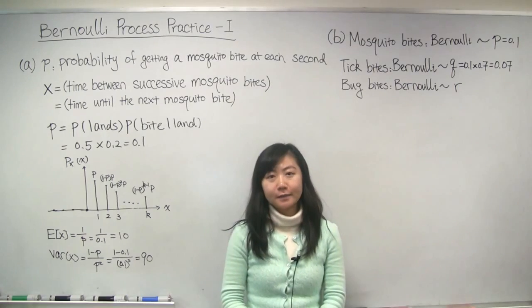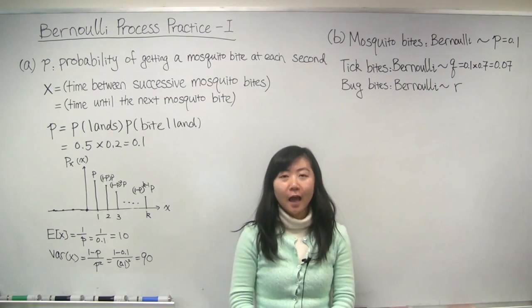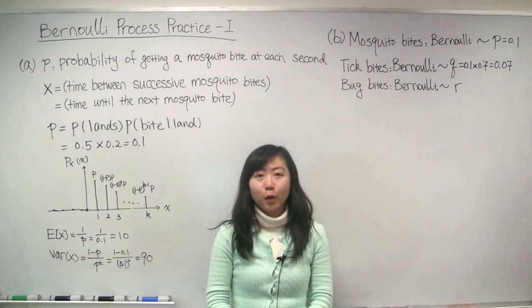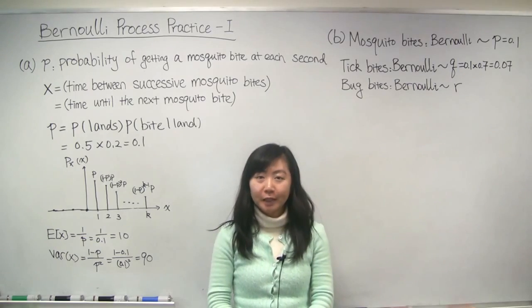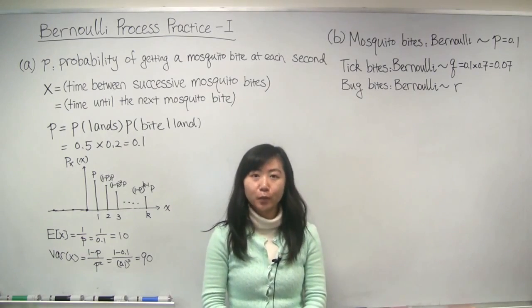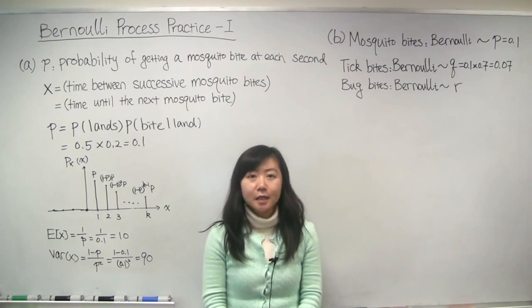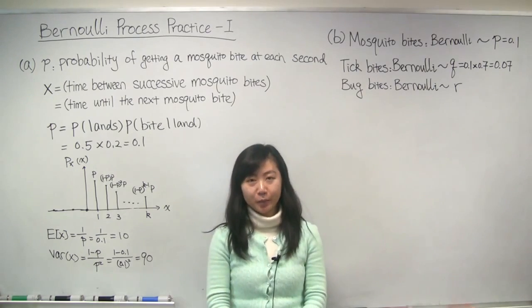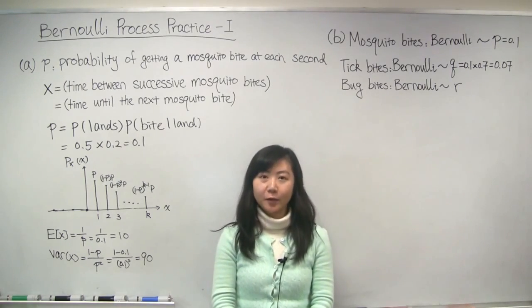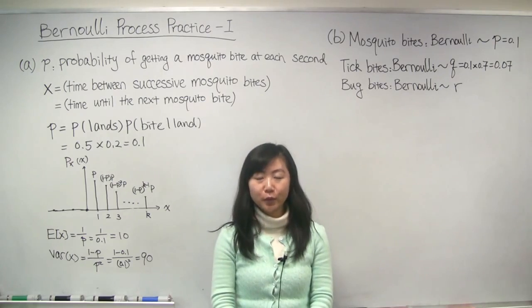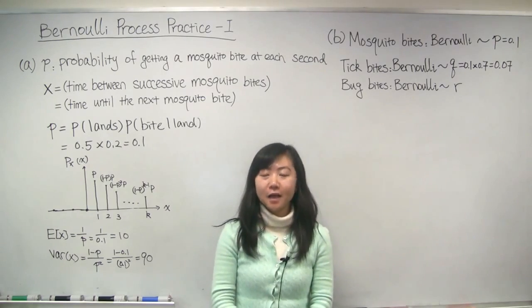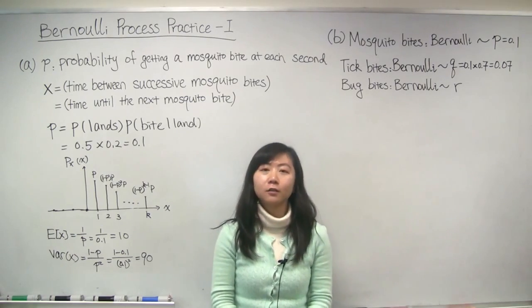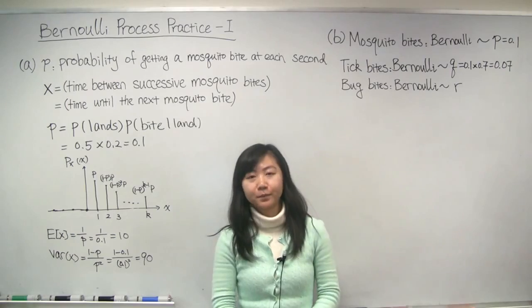Similar to the case of the mosquitoes, here, at each second, the probability that a tick will land on your neck is equal to 0.1. And if a tick lands on your neck, the probability that it will bite you is equal to 0.7, and the probability that it will never bother you is equal to 0.3. And all this happens independently among all ticks and all mosquitoes.